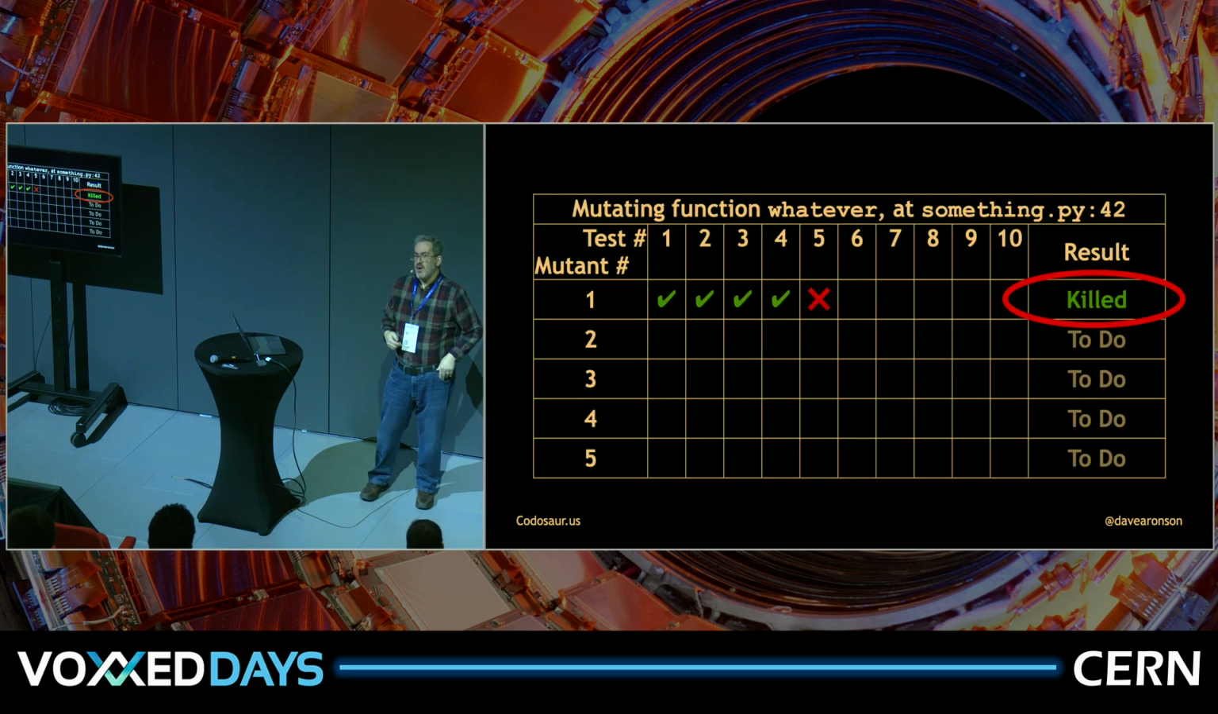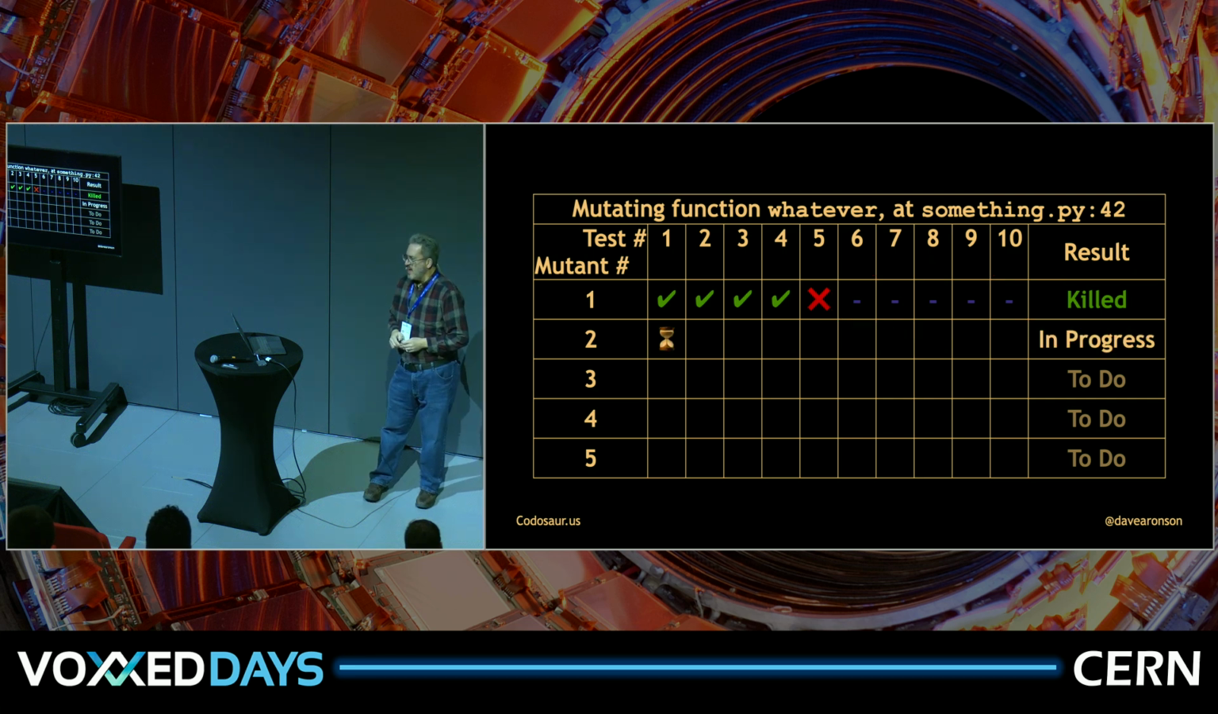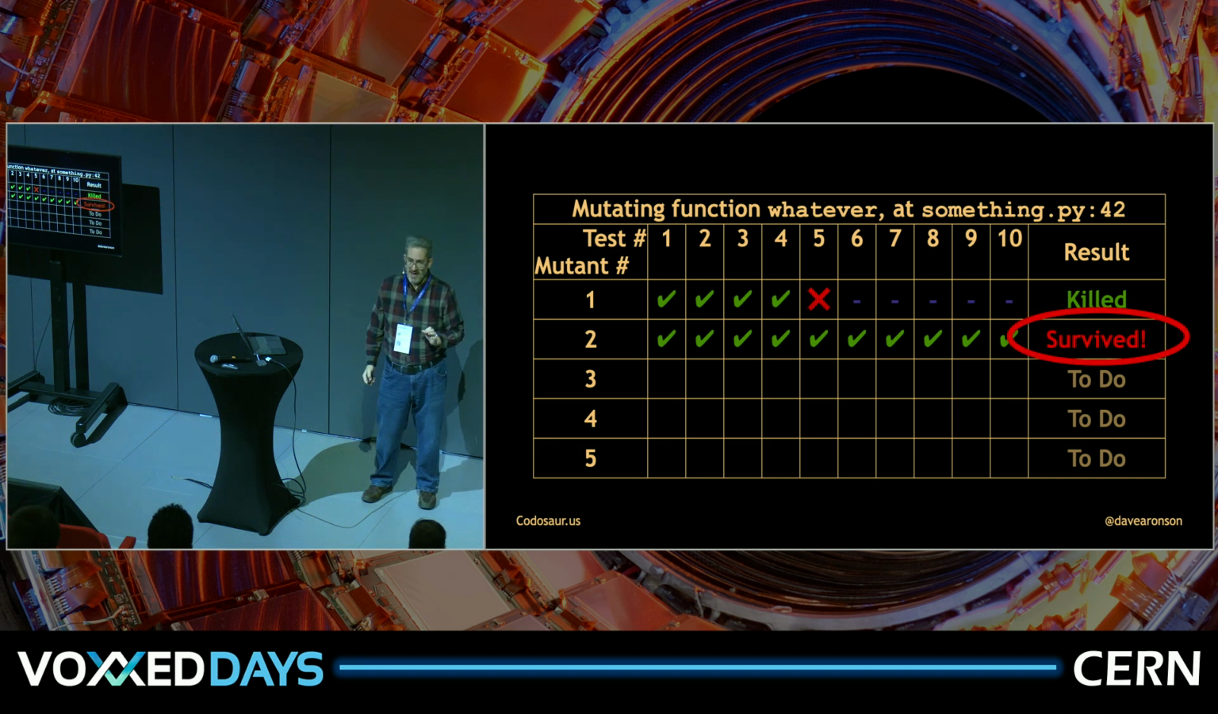Then the tool will mark that mutant killed, stop running any more tests against it, and move on to the next one. Once a mutant has made one test fail, we don't care how many more it might make fail. Like so much in computers, we only care about ones and zeros. On the other claw, if a mutant lets all the tests pass, then it is said to have survived.